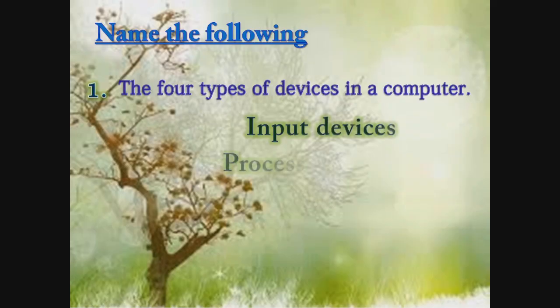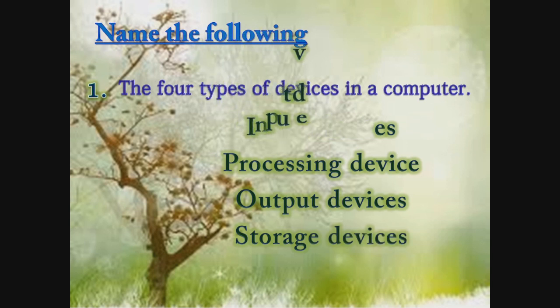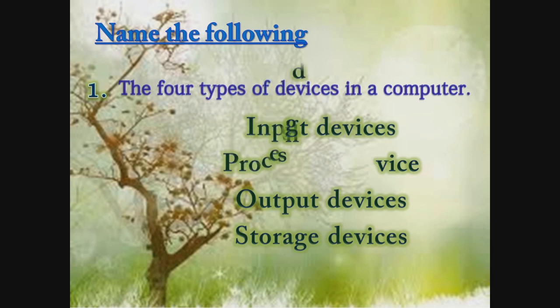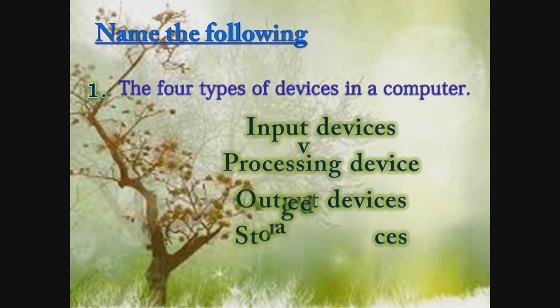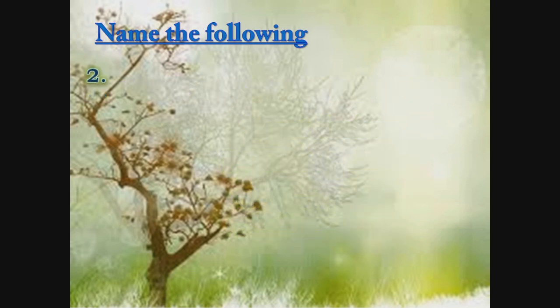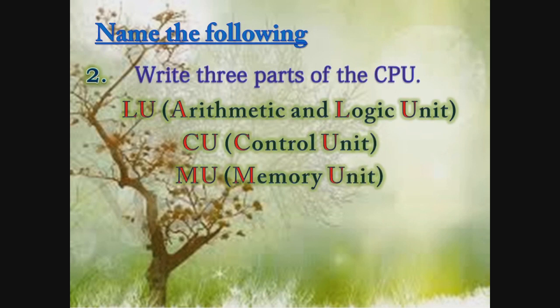Name the following. The 4 types of devices in a computer system: input devices, processing devices, output devices and storage devices. The 3 parts of the CPU: ALU, CU and MU.